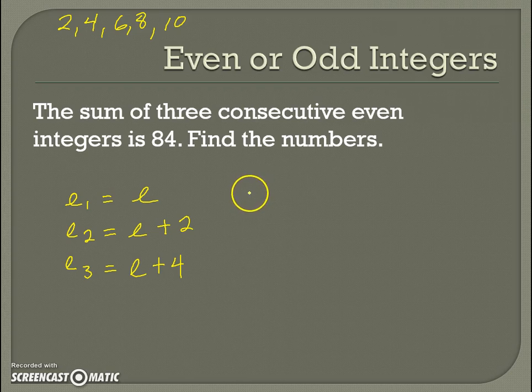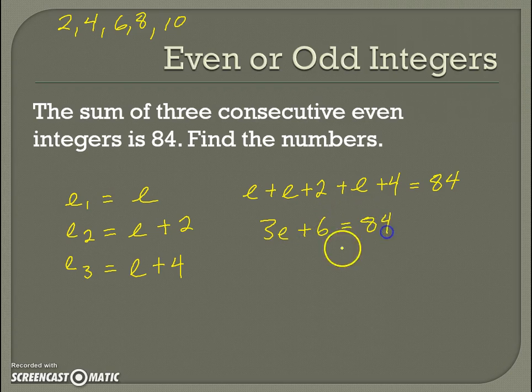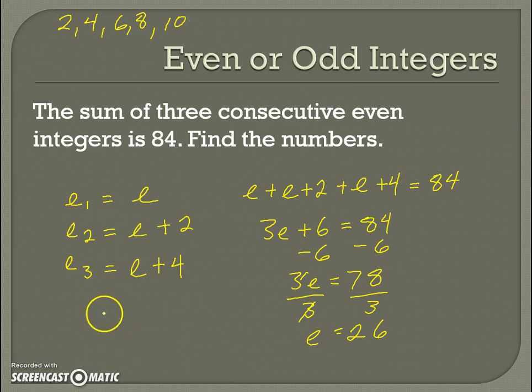So I have e plus e plus 2 plus e plus 4, because it's the sum of these three things, and that equals 84. So then I go through and I solve my equation, combine like terms, 3e plus 6 equals 84. I subtract 6 from both sides. That is 78 divided by 3. And e equals 26. So my first one is 26.